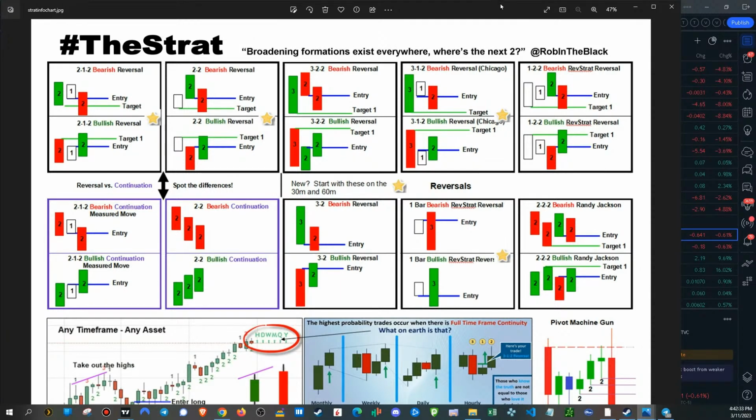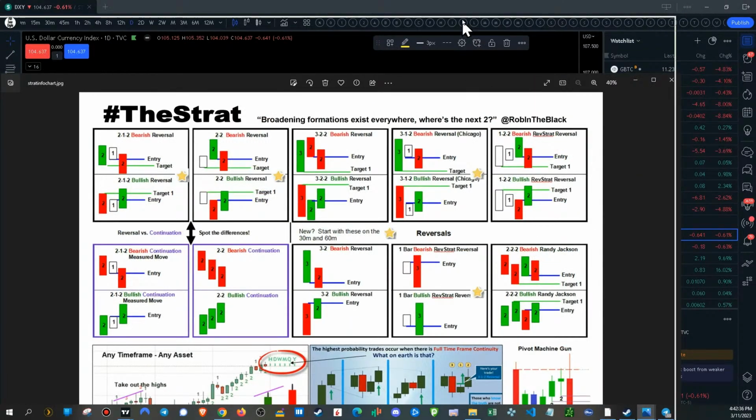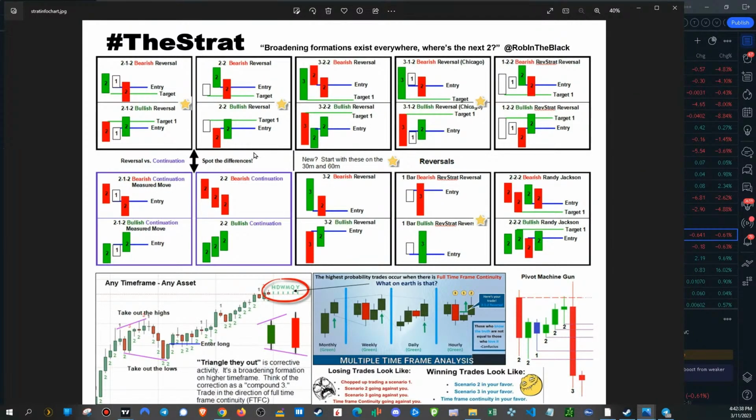So, these are some of the combos that the system calls for. So that's that 2-1-2 bearish, 2-1-2 bullish. These are 2-2 reversals. It's upside or down. So remember, as soon as the previous candle breaks on these, the broadening formation, the full time frame continuity, you want to go all going in your direction.